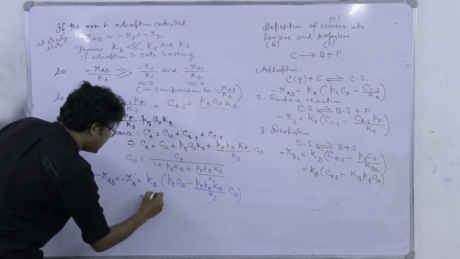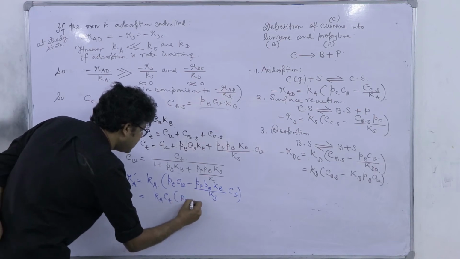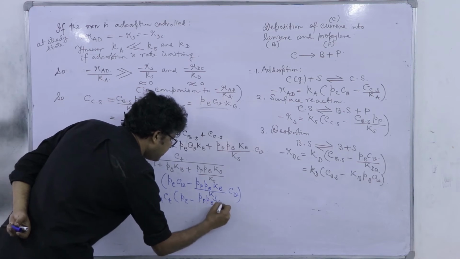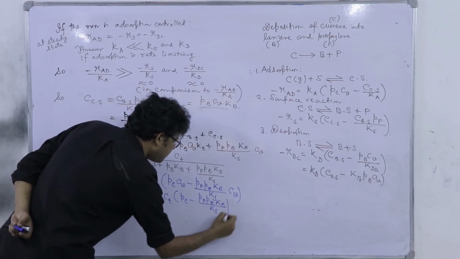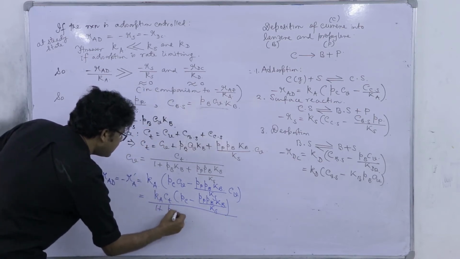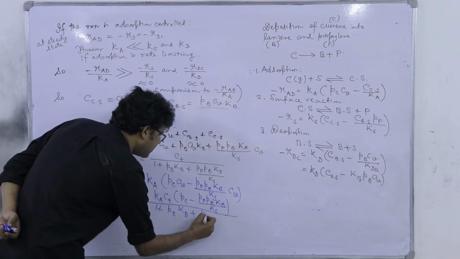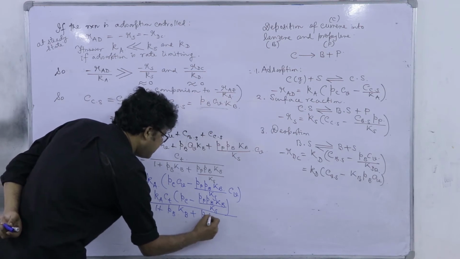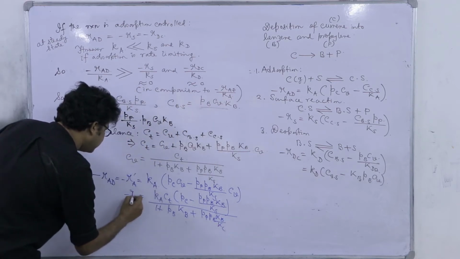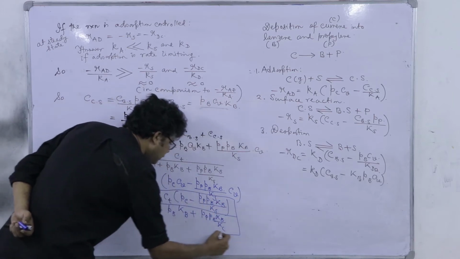So, if we replace that, I will get Ka Ct Pc minus Pp Pb Kb by Ks, and the denominator will be 1 plus Pb Kb plus Pp Pb Kb by Ks. So, this is the observed reaction rate. This will be the expression.